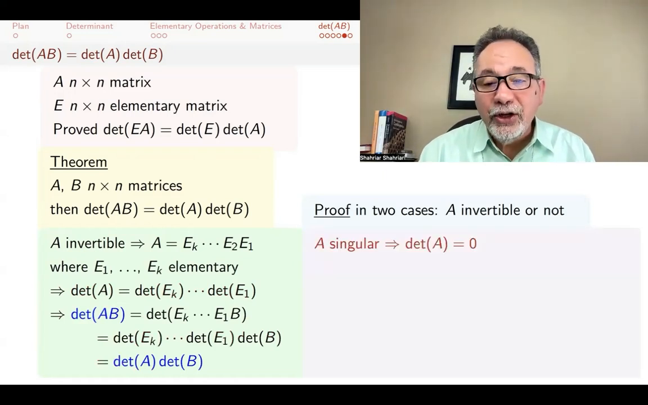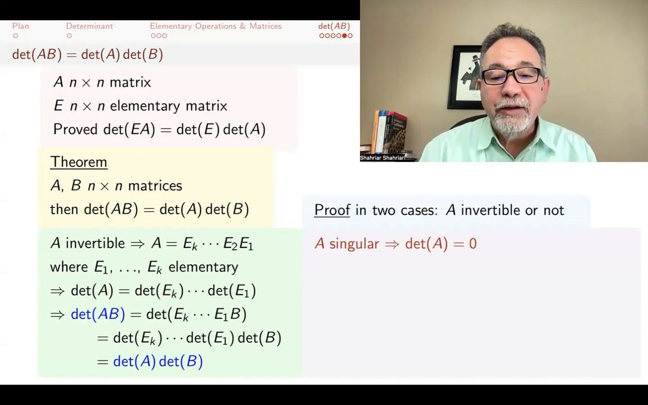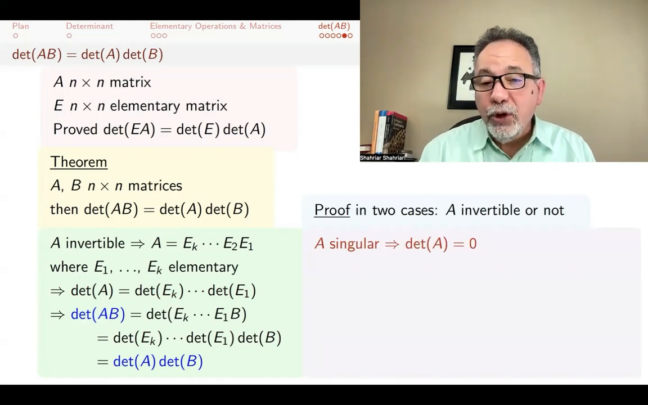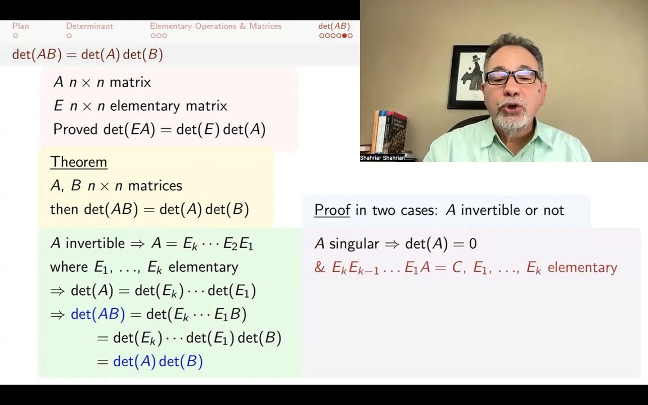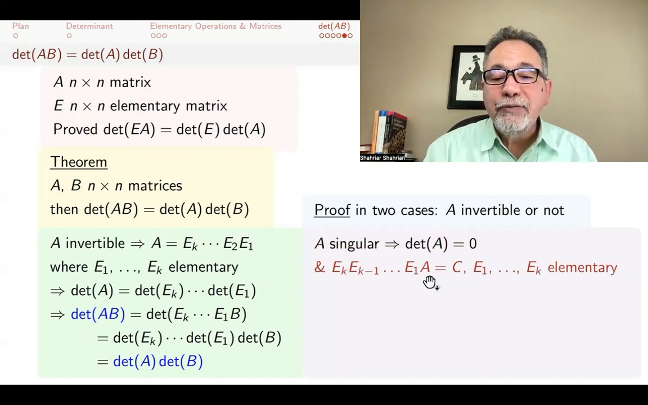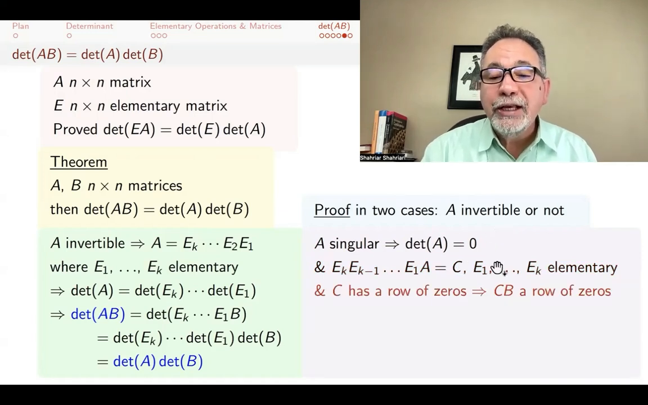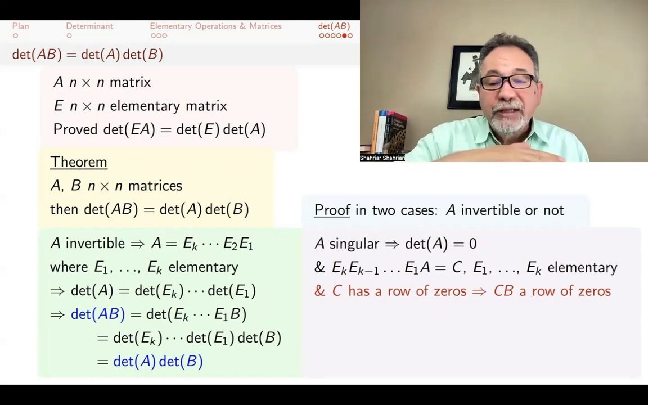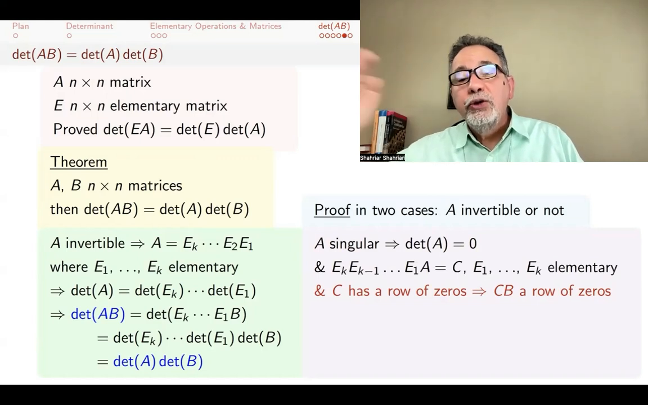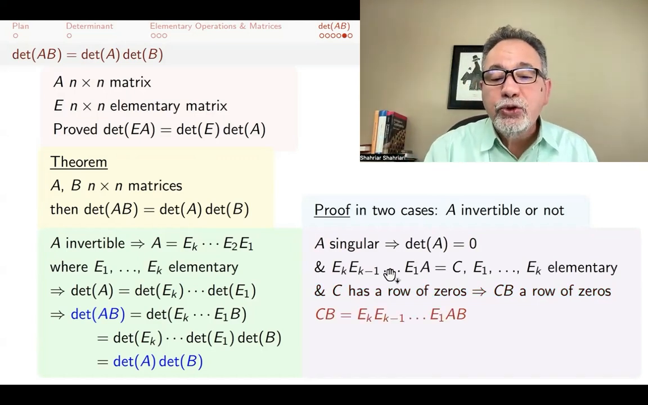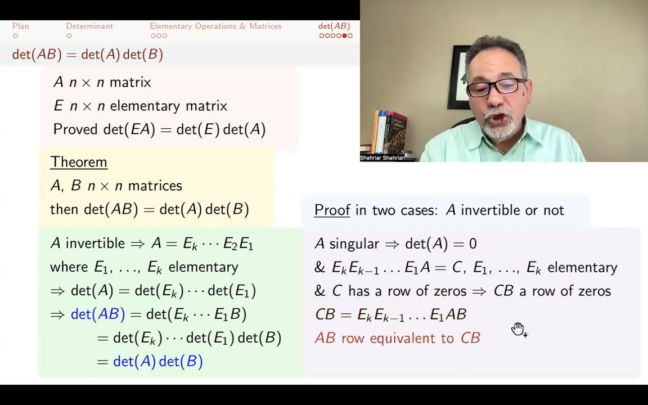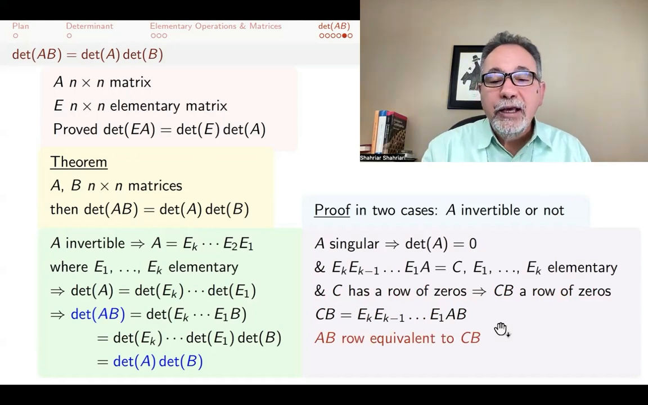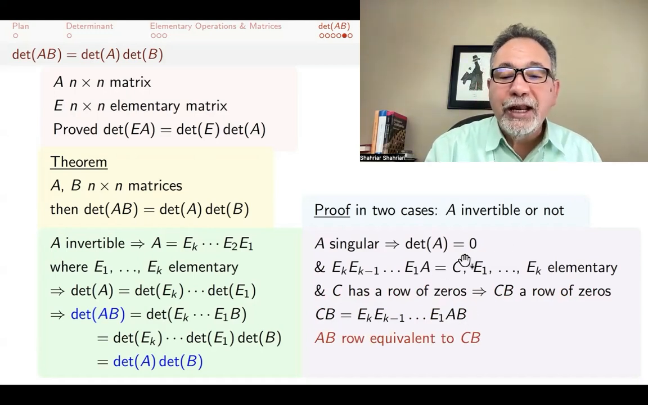In the case where A is singular, when A is not invertible, singular means not invertible, then determinant of A is 0. We proved that earlier. And we also know that you can find elementary matrices that when you multiply by A, you get a matrix with a row of zeros. Now, C has a row of zeros, and when you multiply it by B, CB also gives you a row of zeros because that row of zeros, wherever it is, when you multiply it by the columns of B, you will always get zeros. C was E_K through E_1 times A, so I just multiplied both sides on the right by B. That shows that AB is row equivalent to CB. I started with AB, did elementary row operations, and I got CB.